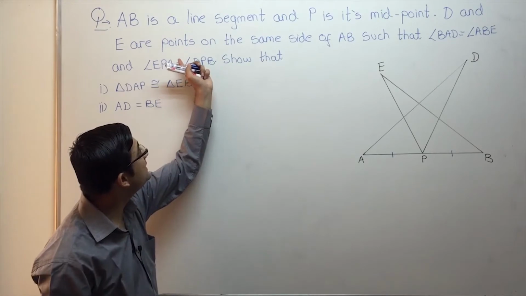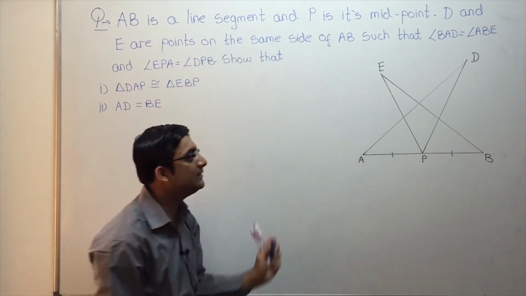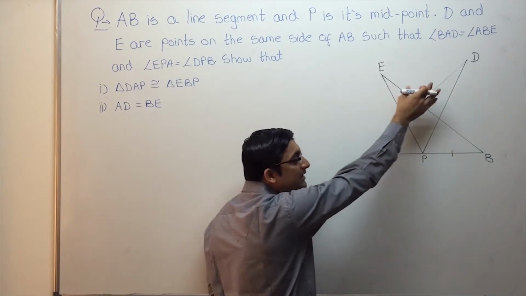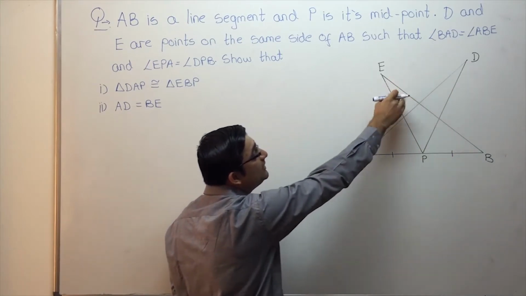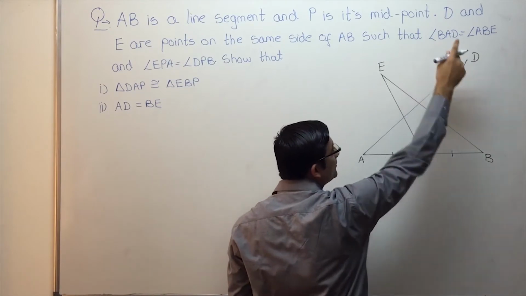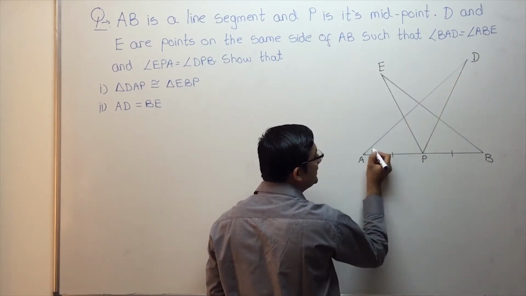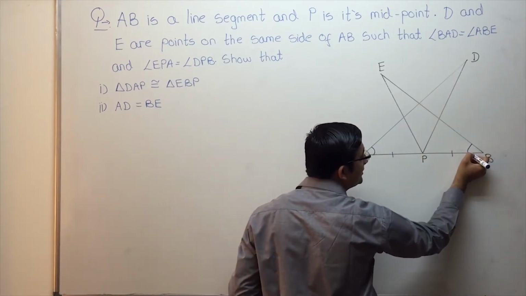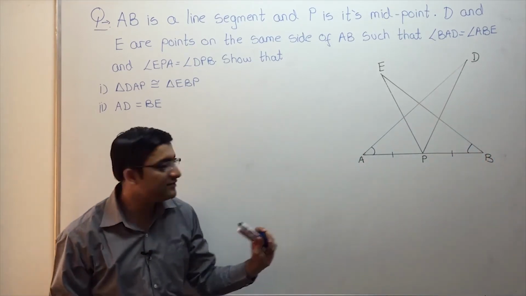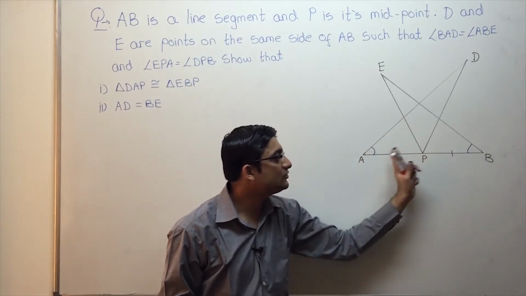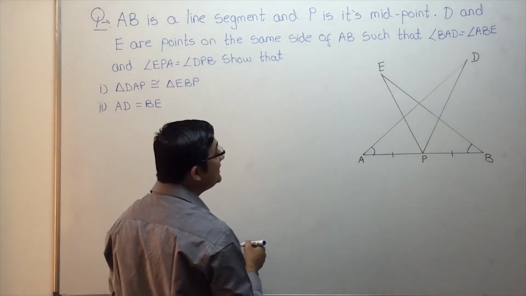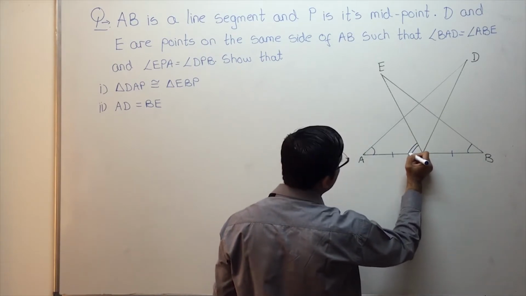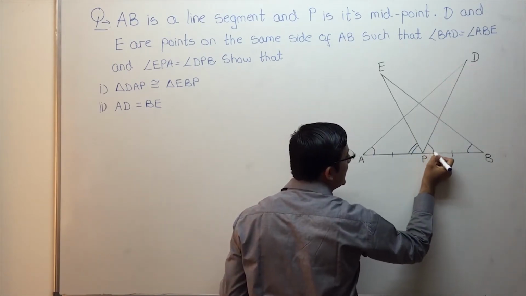Next, D and E are points on the same side of AB. This is point D, this is point E. So both D and E are above AB, hence D and E are points on the same side of AB, such that angle BAD, which is this angle over here, is equal to angle ABE, this angle over here. So keep on marking in the figure whatever is given to you. So these two angles are equal, so same symbol. And angle EPA, this angle over here, is equal to angle DPB, this angle over here.